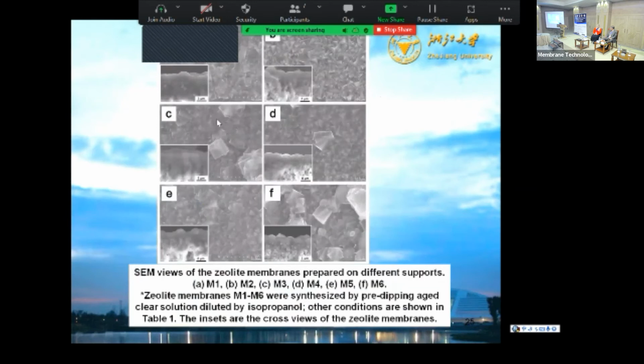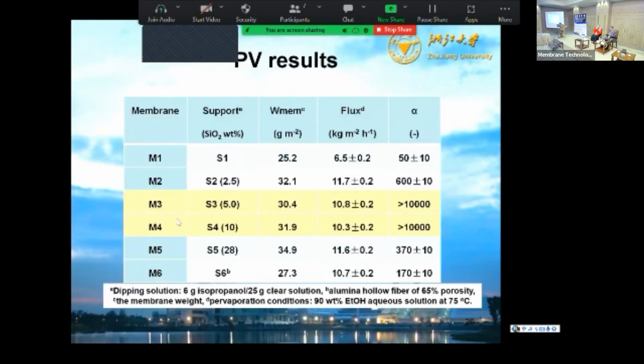This slide shows the membrane is very dense and continuous. The thickness is about 3 to 5 micron also. And this slide shows that with the increase of silica content, especially for 5% and 10%, we can get membranes with very high separation factor. The separation factor is higher than 10,000, and the flux is also higher than 10 gram per square meter per hour.